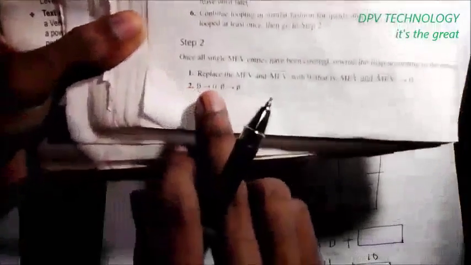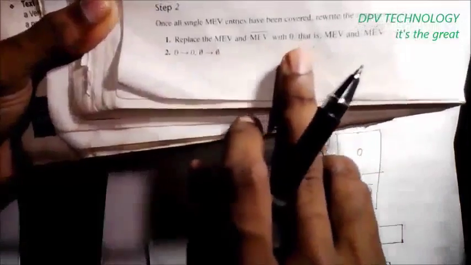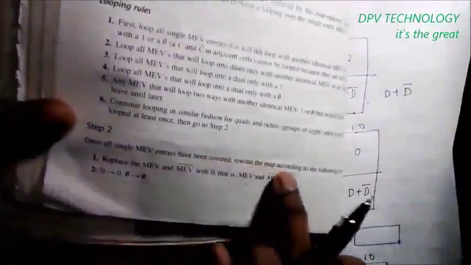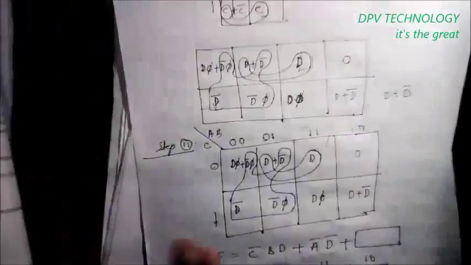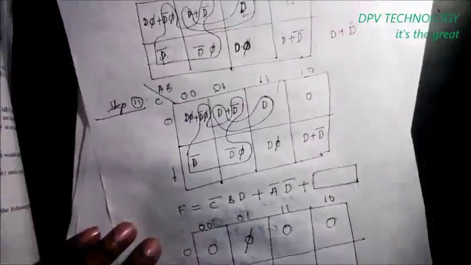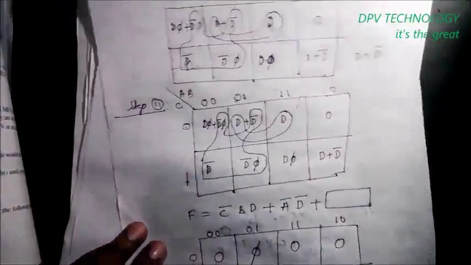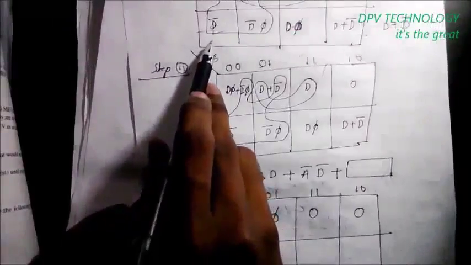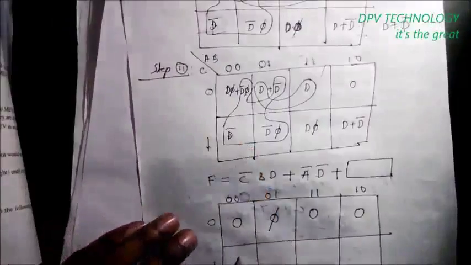This is the first rule: replace MEV or MEV bar with 0 when it is completely covered. It is given here. So it will become 0 also. This 0 is always 0. Then this don't care, this D bar will also become 0 according to the first rule.